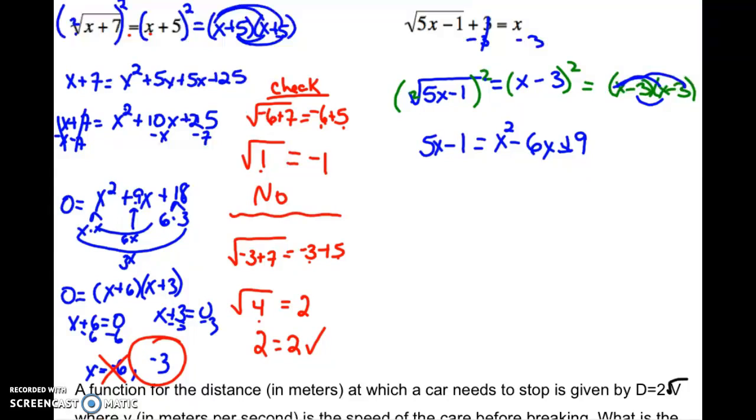That's a plus 6x plus 9. So now again, we need to have 0 on this side. So we add the 1, and then minus the 5x. So we have x squared minus 11x plus 10.